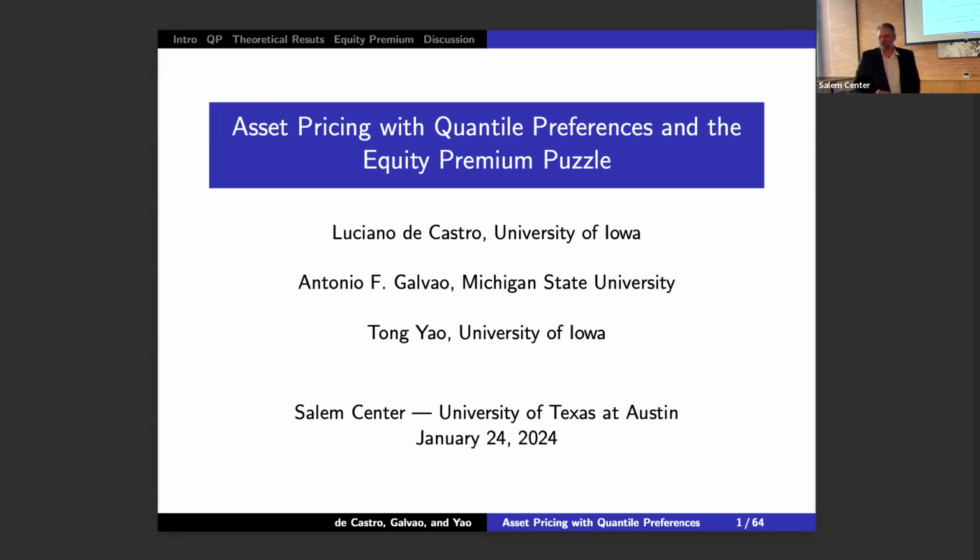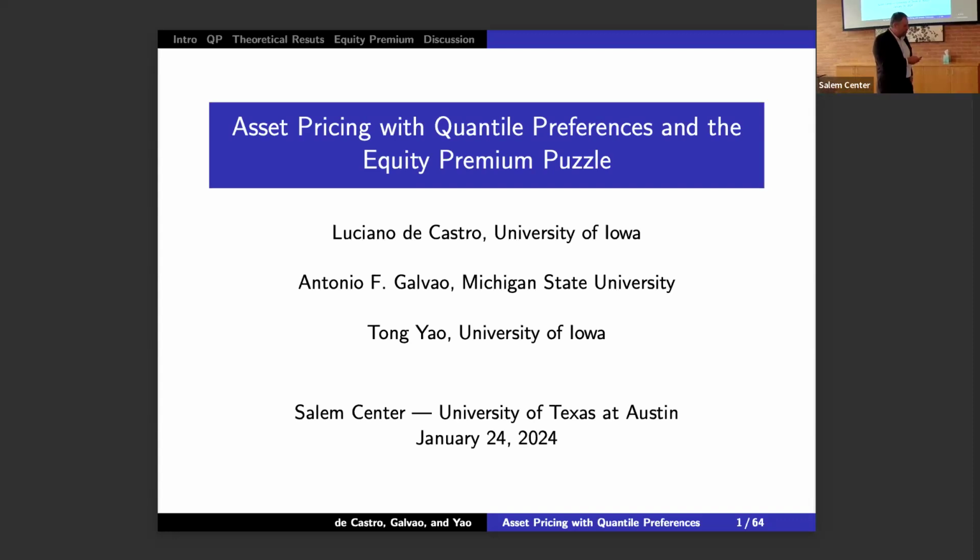This is a project with Antonio Galvão, who used to be in Iowa but is now at Michigan State, and Tom Bial, a professor of finance at the University of Iowa. Antonio is an econometrician, I do mostly theory, and Tom is a finance professor. So we got together and arranged this piece of ideas. Let me tell you what this is about.